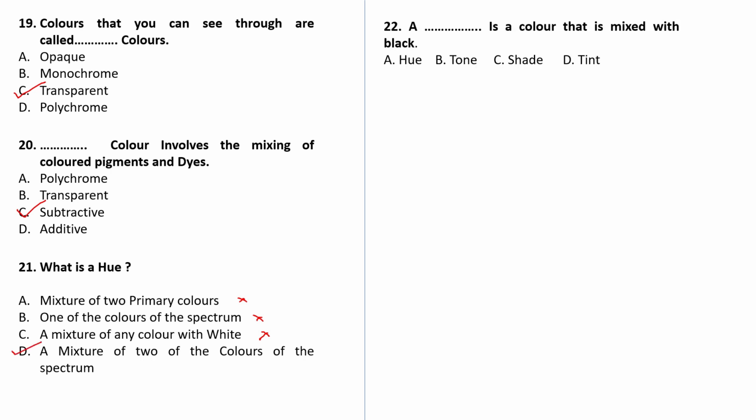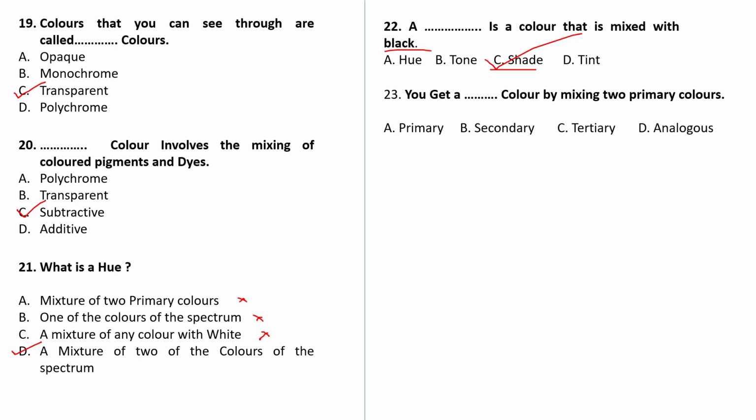Question number 22. A shade is a color that is mixed with black. As I told you, tint is white, shade is dark, and tone is grey. So shade and black, right? So C is the answer.